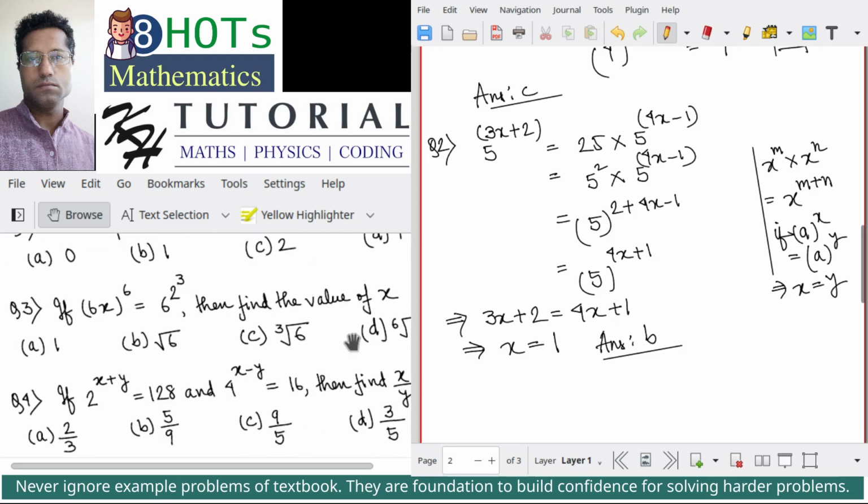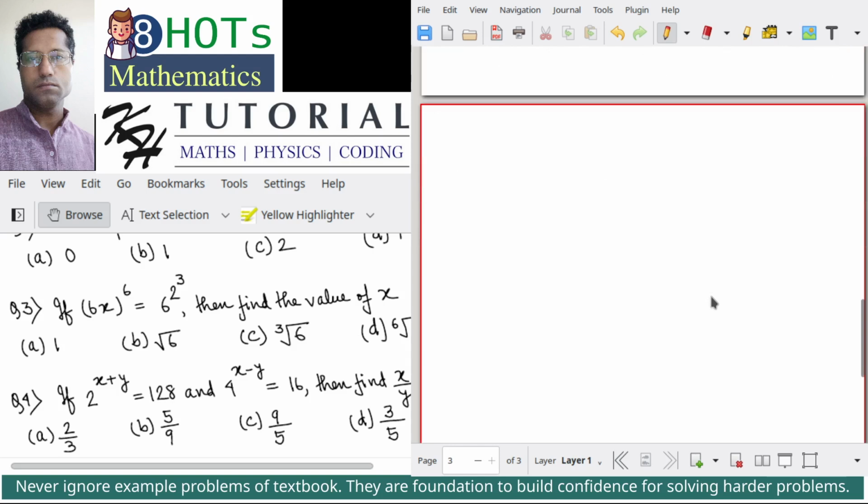Okay, let's do question number 3. Question number 3 says 6x whole raised to the power 6 is equal to 6 raised to the power 2 raised to the power 3. Now the right hand side could be confusing regarding the powers. The right hand side is actually 6 raised to the power of 2 raised to the power 3.